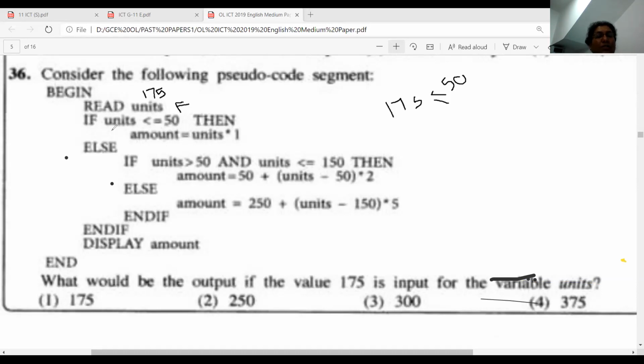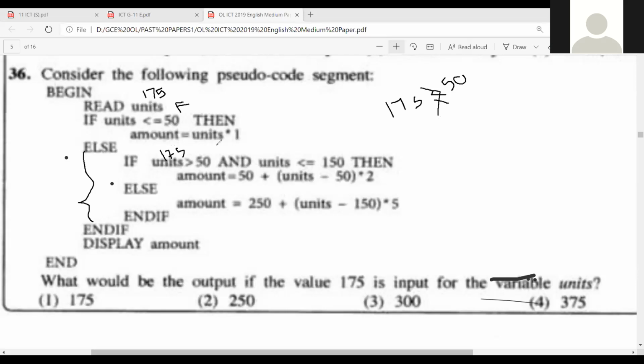If it is false, it does not execute this part. It executes only the else part, because you know the else part executes only when the condition is false, right? Therefore, it executes this part. Okay, now we have to move here. Then we don't go to the true part, right? Okay, then you know 175 here. Then 175 greater than 50. Yes or no? Yes.